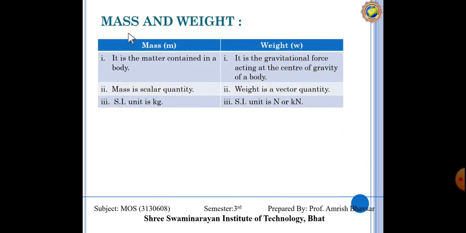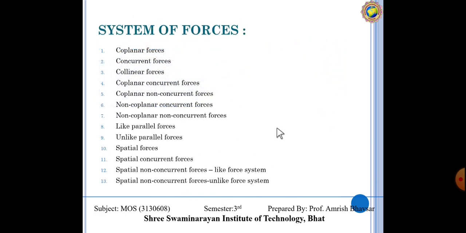Now what is mass and weight? That we know. Mass is the matter content in a body. Weight is the gravitational force acting on the center of gravity of a body. Right? Good. That you have studied in previous physics and all.